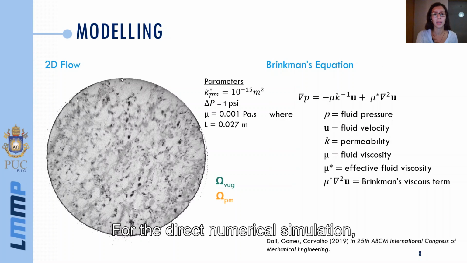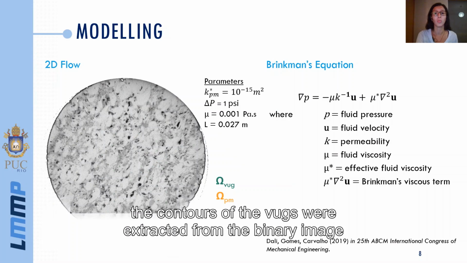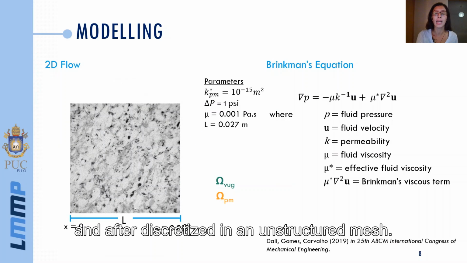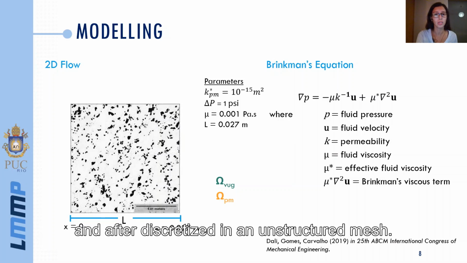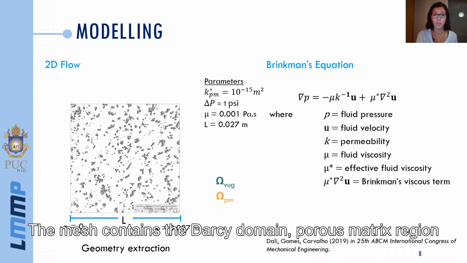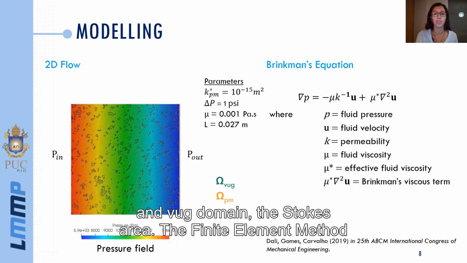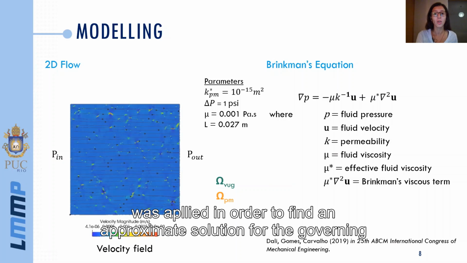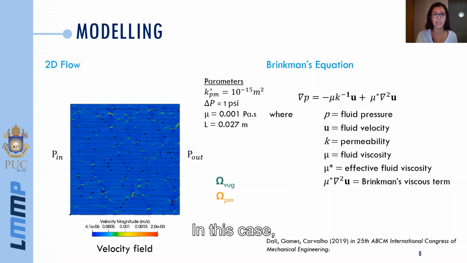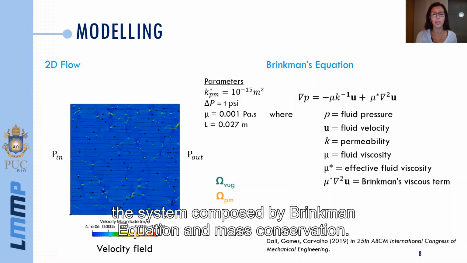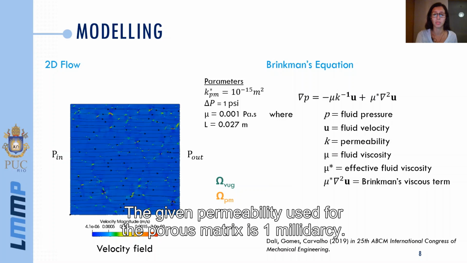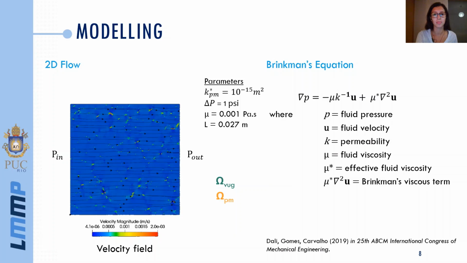For the direct numerical simulation, the contours of the VUGs were extracted from the binary image and afterward discretized in an unstructured mesh. The unstructured mesh contains the Darcy domain, the porous matrix region, and the VUG domain, the Stokes area. The finite element method was applied in order to find an approximate solution for the governing equations. In this case, the system is composed of the Brinkman equation and mass conservation. The given permeability used for the porous matrix is 1 millidarcy.